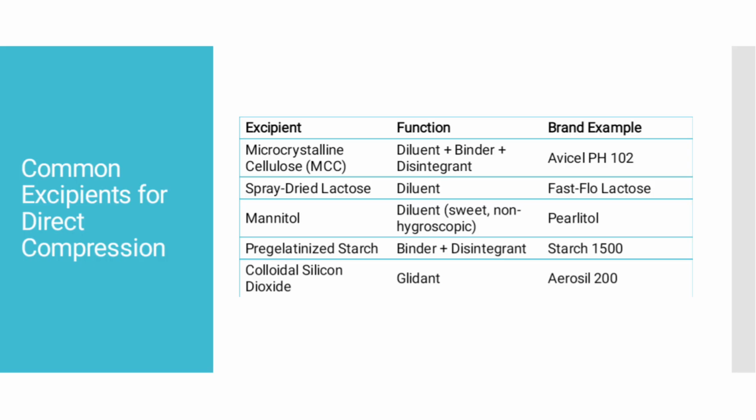Then spray-dried lactose, which is used as a diluent, for example Fast Flo lactose. Mannitol, which is a non-hygroscopic sweet diluent, example Pearlitol. Then pre-gelatinized starch, which is used as a binder as well as disintegrant, example Starch 1500. Then the next is colloidal silicon dioxide. It is used as a glidant, for example Aerosil 200. Okay, students, remember from GPAT point of view, MCC, that is microcrystalline cellulose, is a backbone for direct compression.